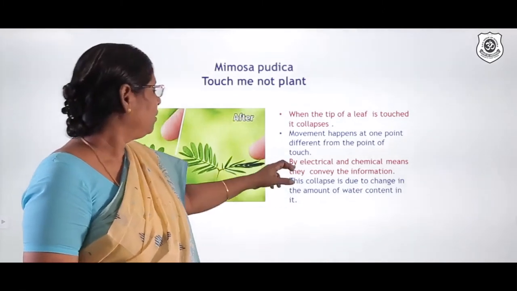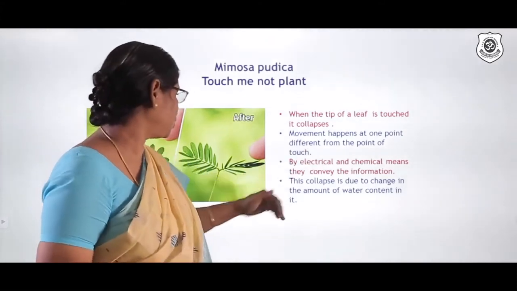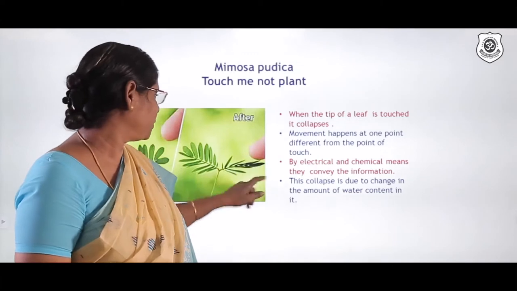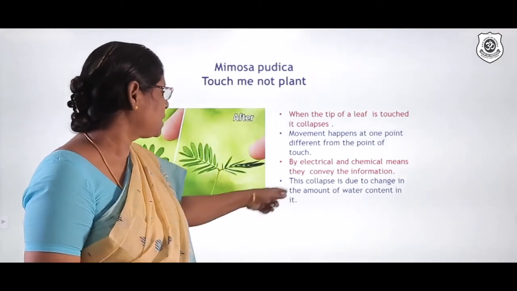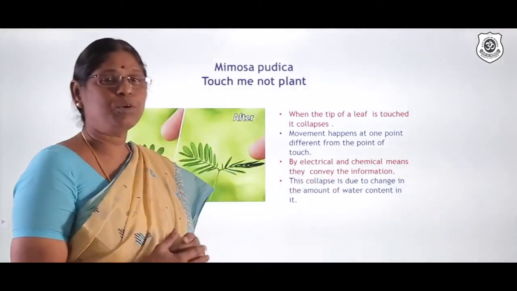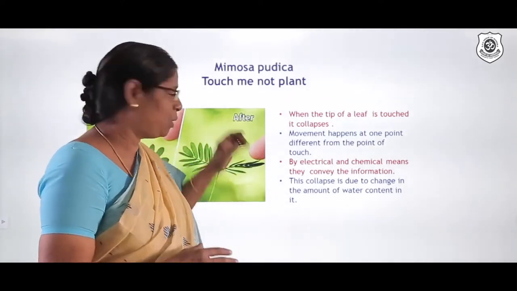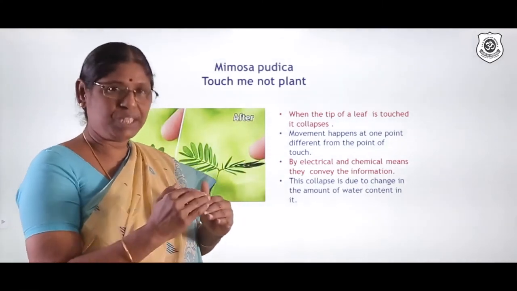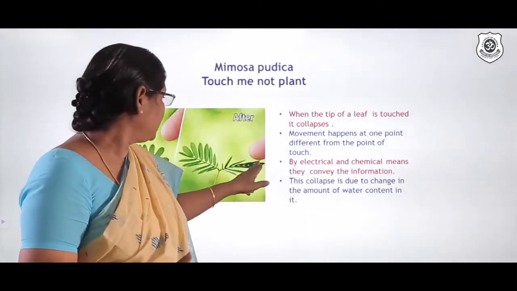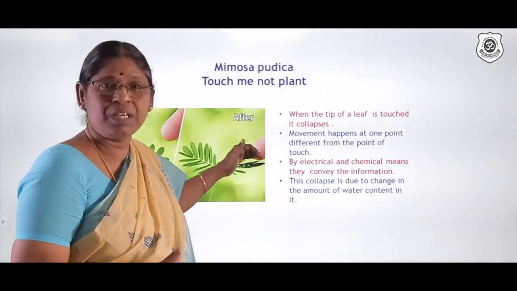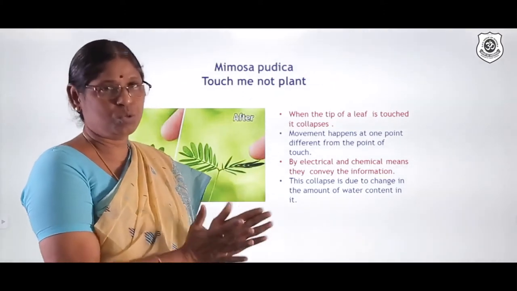It is because there are some electrical and chemical means which are able to convey the message which is received at the tip of the leaflet. So it passes through by means of electrical and chemical means. And this collapse is due to the change in the amount of water that is present in the leaf. See, every cell has water, and once it is touched, the amount of water changes, and this conveys the message to the next leaflet, and it keeps on moving. In this manner the message is sent to the leaflets, and that is how the whole leaf closes.